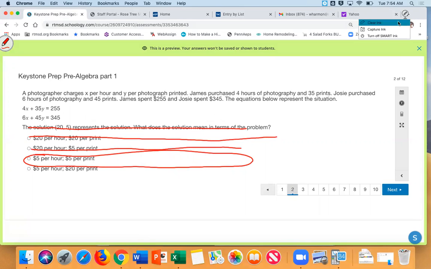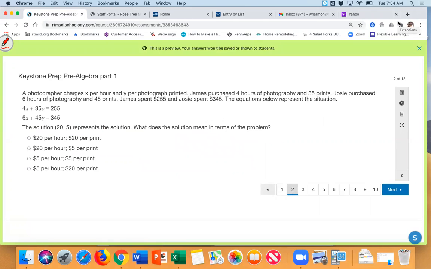All right. So let's go on to the next one. Now this one says a photographer charges x per hour and y per photograph. So we're talking about money here because he's talking about charges so much money per hour and so much money per photograph. James purchased 4 hours of photography and 35 prints. Josie purchased 6 hours of photography and 45 prints. James spent $255 and Josie spent $345. The equations below represent the situation.